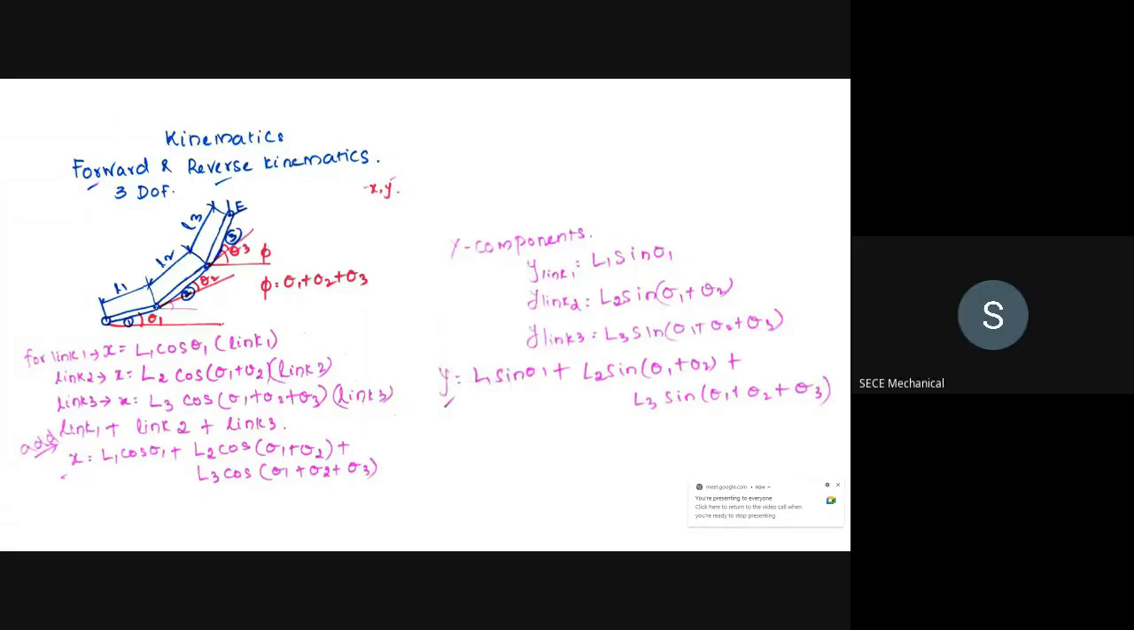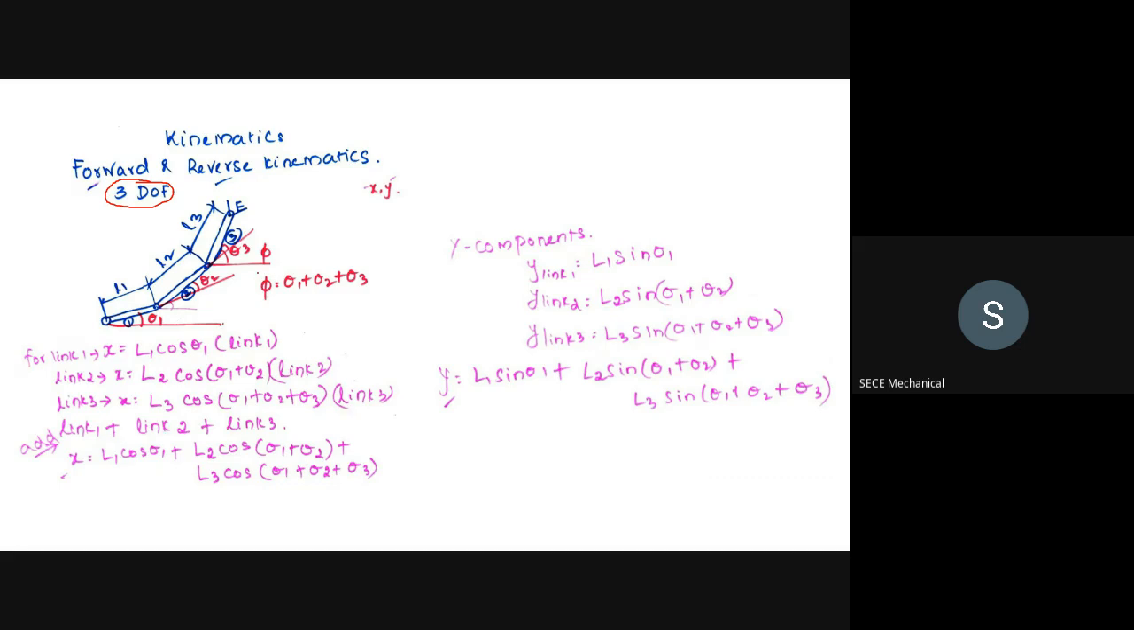Okay. Now, in this video, you are going to see the forward and reverse kinematics for 3 degrees of freedom. First, I will tell you what is meant by 3 degrees of freedom. If you have 3 links, then each link can rotate in 3 independent directions. It is link 1, link 2, and link 3. These 3 links can travel in these 3 independent directions.